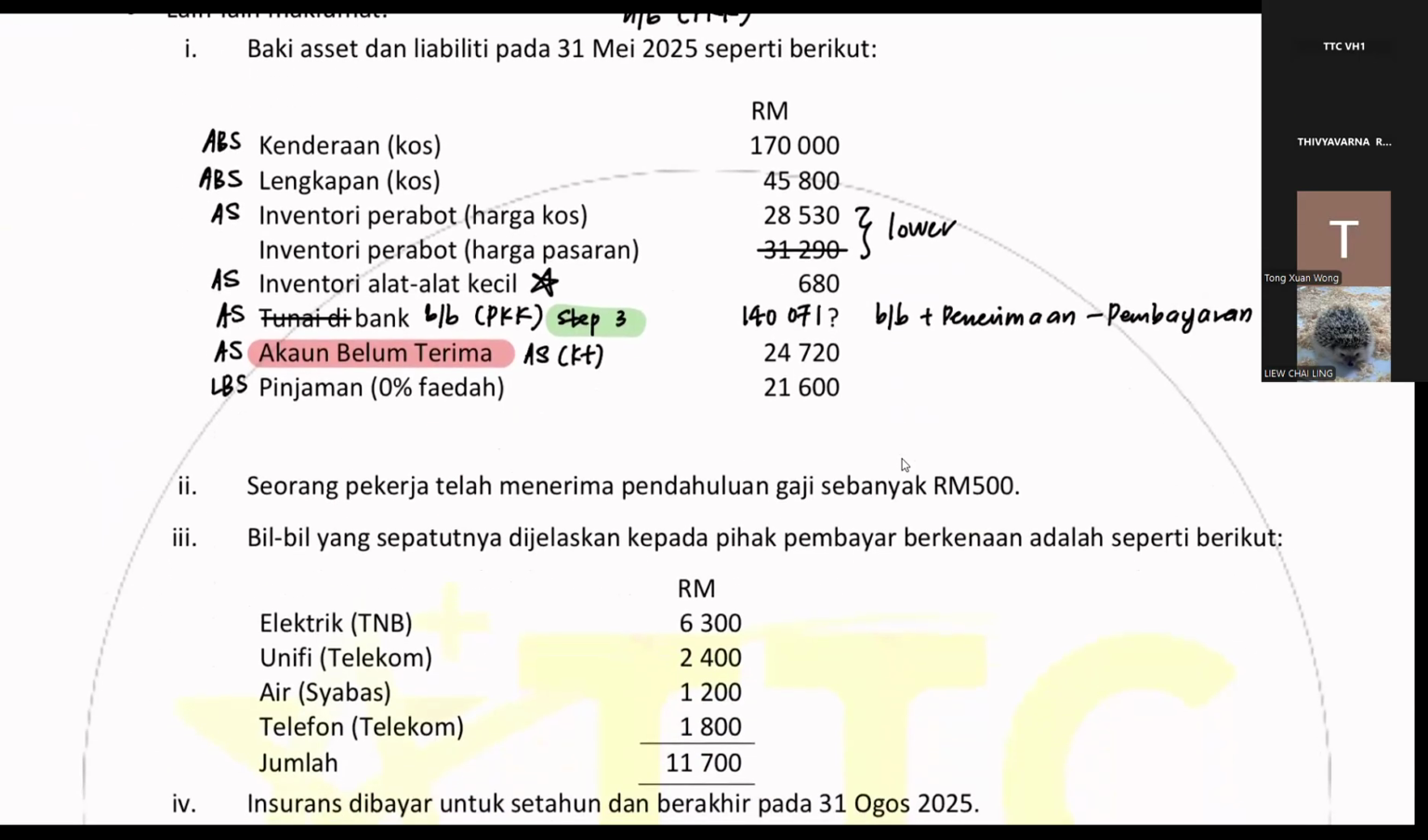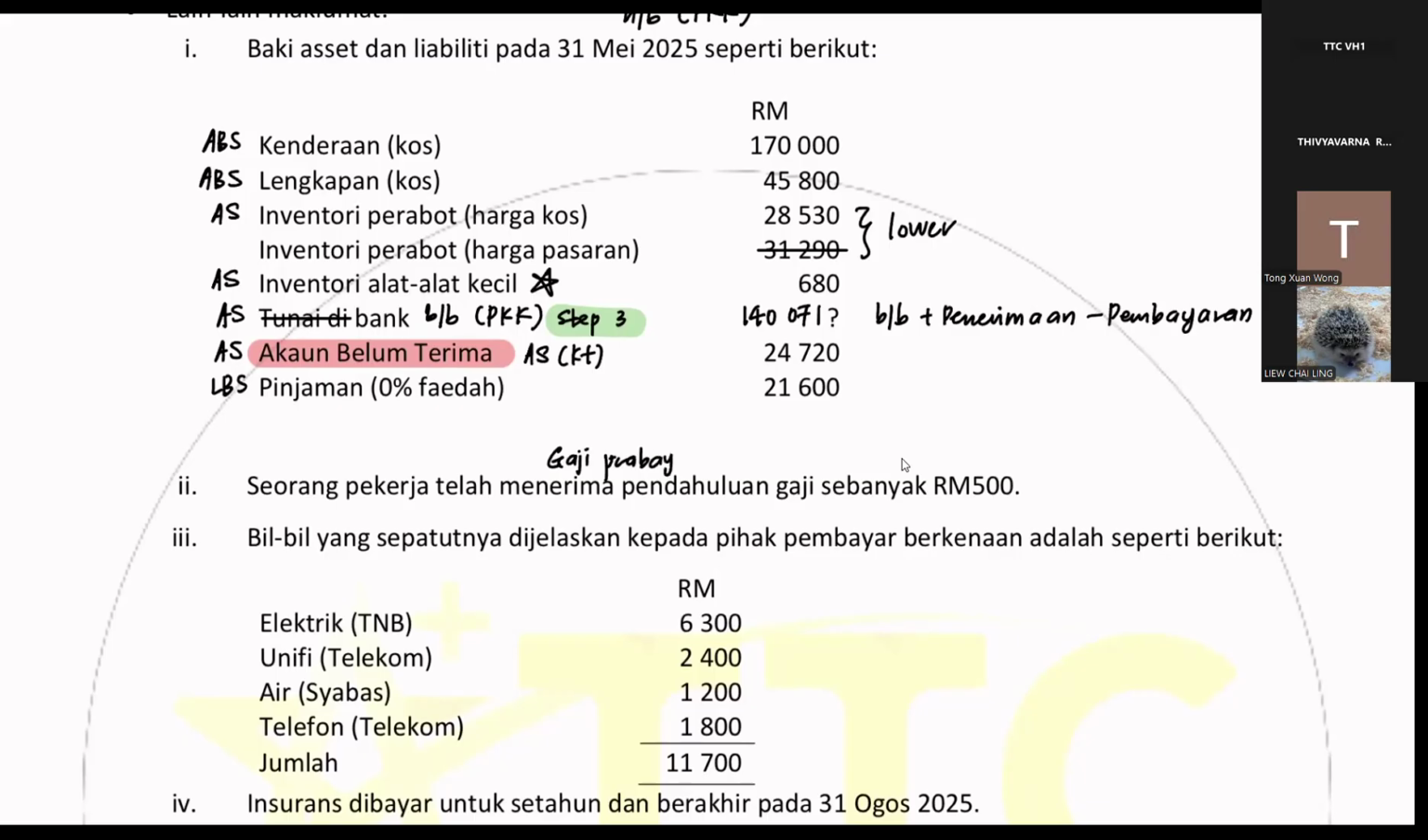And second maklumat tambahan. One pekerja got gaji, but pendahuluan means early payment. In advance, that means you pay once gaji to this pekerja. That means you pay too much or too less. If you pay in advance for next year, that means you paid too much or too less. Too much. So if you paid too much early payment, we call it as gaji prabaya.